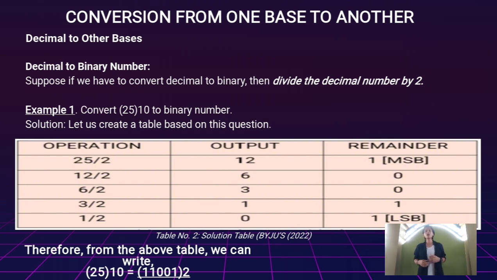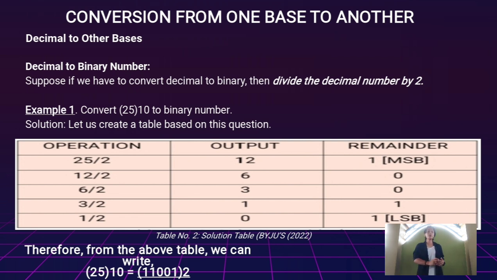So let's deepen our understanding with the given example. Example 1: convert 25 in base 10 to a binary number. Instead of using the base of the decimal, we need to change it to the base of the binary number, so instead of 10, we need to use 2. As you can see in the table, there are the operation, the output, and the remainder. Let's start by dividing the given number, which is 25.